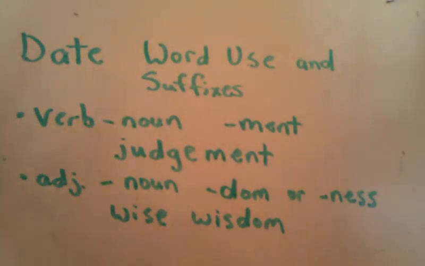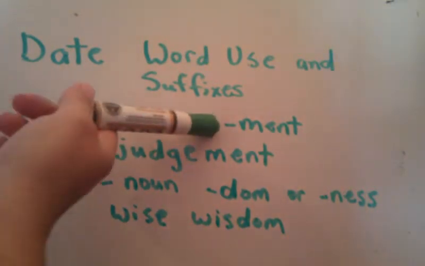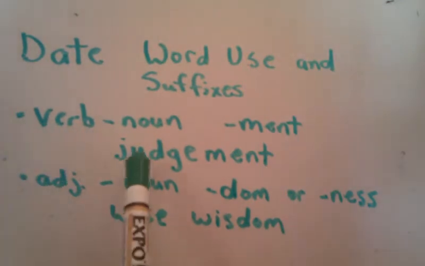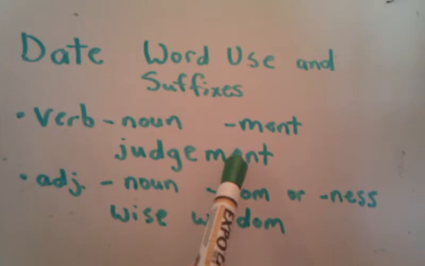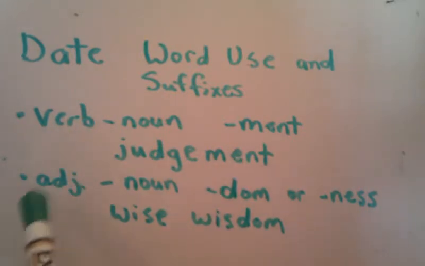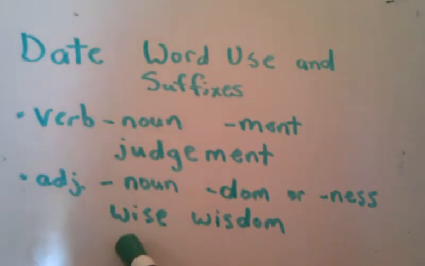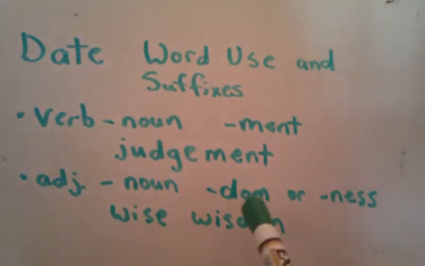Okay? Today we're talking about word use and suffixes. If we have a verb and we want to change it to a noun, one common suffix is to add M-E-N-T, like judgment. This is a noun. I started out with a verb, but adding M-E-N-T made it a noun. If I want to change an adjective to a noun, I can either add D-O-M or N-E-S-S, whichever one makes sense. Like, for example, wise, that's an adjective. It describes. If I want to change it to a noun, I add D-O-M.